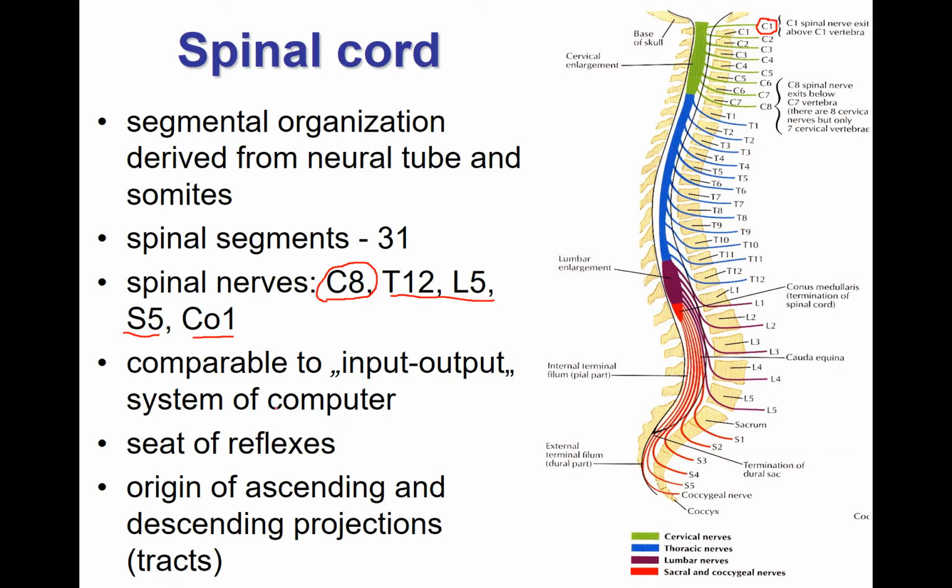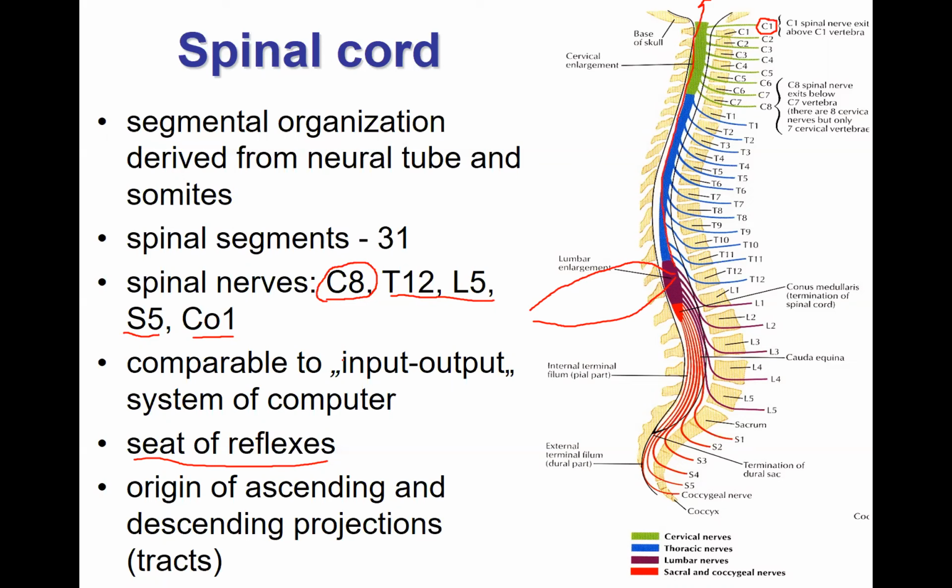So what is the function of the spinal cord? It's a seat of reflexes. The reflex comes in through the ascending limb, then it synapses and goes back through the descending limb. So it's a seat of reflexes. It gets information, and if the information is important, it is sent up to the CNS.